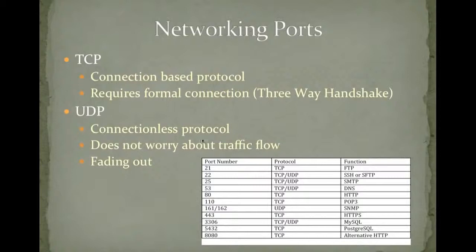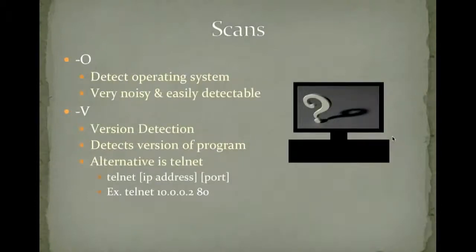Now, these are the common ports that you should memorize as a hacker or a penetration tester. Port 21, which uses TCP, is FTP, and this is unencrypted. 22 is SSH, 25 is SMTP, 53 is DNS, port 80 is HTTP, 161 and 162 is SNMP, and 443 uses TCP and is HTTPS, which is SSL, or the Secure Sockets Layer. 8080 is an alternative HTTP.